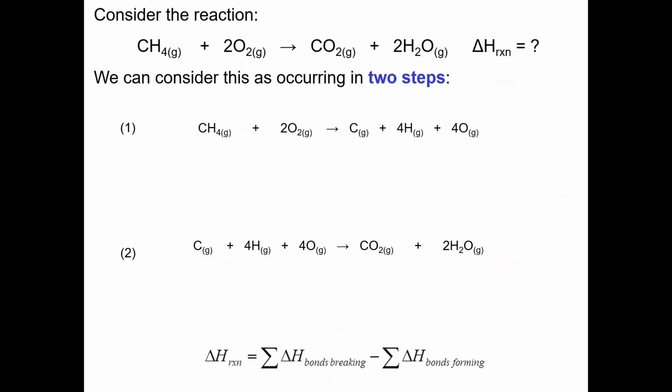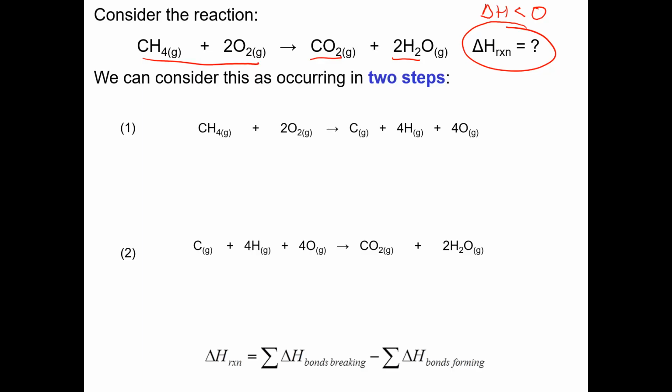So bond energies are often used in conjunction with Hess's law to calculate the enthalpy changes for reactions. If we have a reaction like this one here, which is the combustion of methane in oxygen to produce CO2 and water, we might want to know what the enthalpy change for that is. Now, this is a combustion reaction, so it releases a bunch of heat. So it's worth noting that this enthalpy change will be a negative number because it's an exothermic reaction.